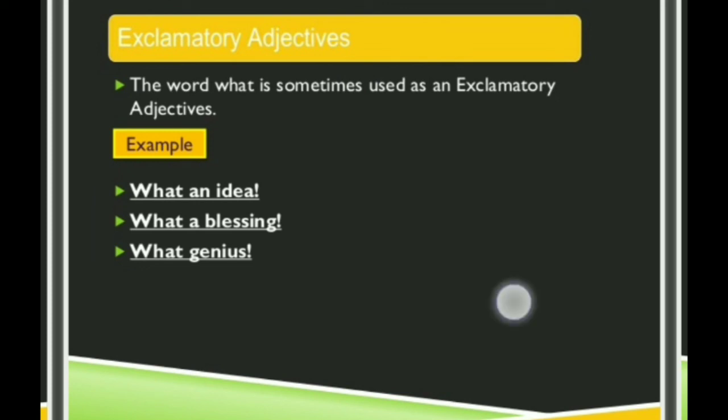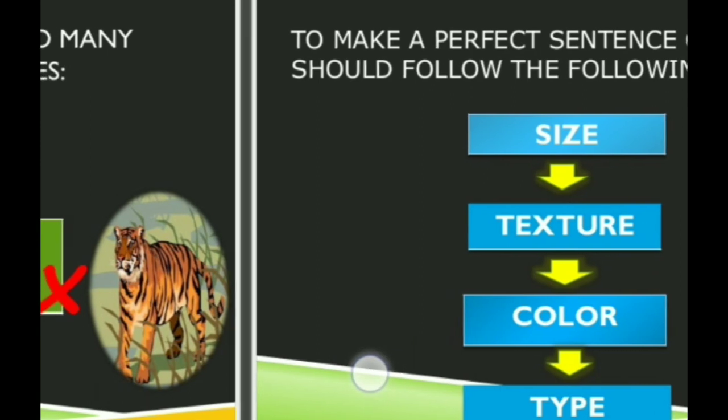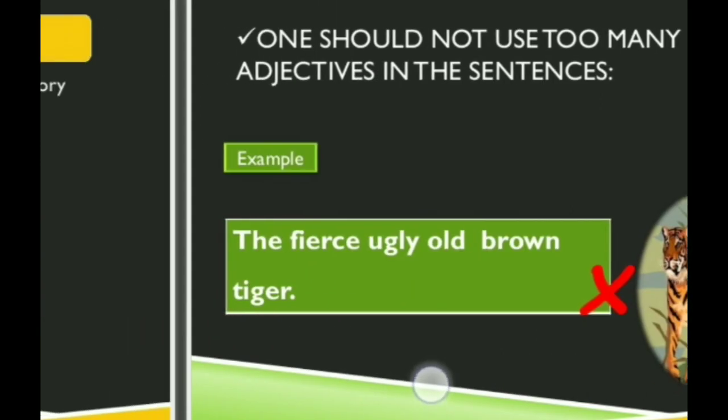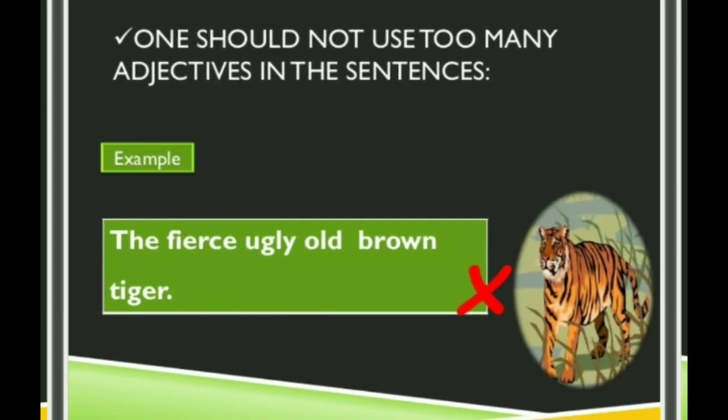One should not use too many adjectives. To beautify your sentence you must use adjectives, but too many adjectives is very dramatic and doesn't look very good. For example, the fierce ugly old brown tiger. Here for the noun tiger they have used fierce, ugly, old and brown. Four adjectives don't make a good impression, it's too dramatic. So don't use like that.